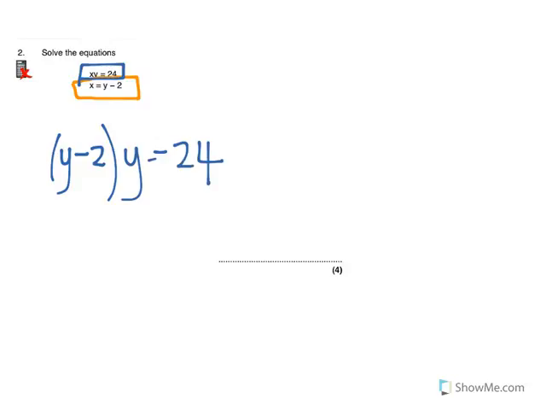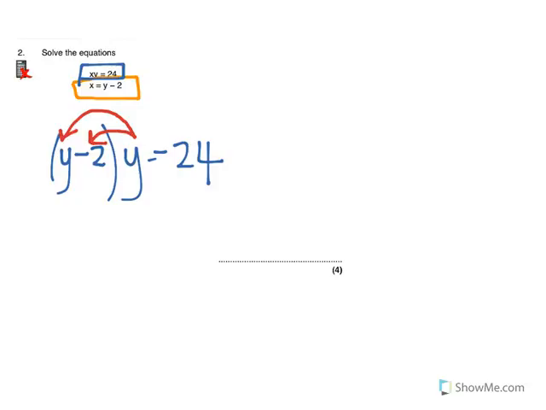So we've now achieved one goal. We only have y's in our equation, but now we need to think about how are we going to solve this. Where are we going to go with this question? The starting point is to get rid of these brackets. Now remember, you need to expand the brackets by timesing everything on the outside by everything on the inside.